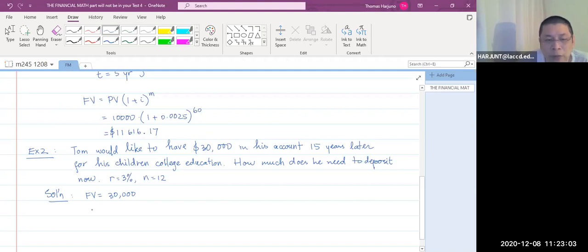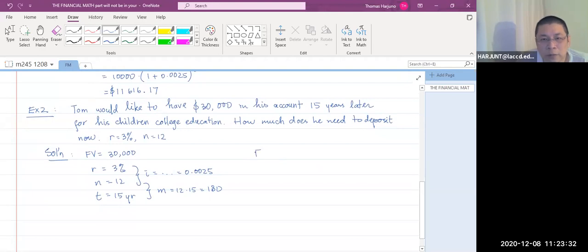Now that's the future value, 30,000. The R is 3%, the N is 12. We have computed earlier that the I equals 0.0025, and the time will be 15 years. So the number of periods M will be 12 times 15, that's 180. Now future value equals present value times 1 plus I to the M. Now this time I want my future value to be 30,000. How much money do I need to deposit right now?